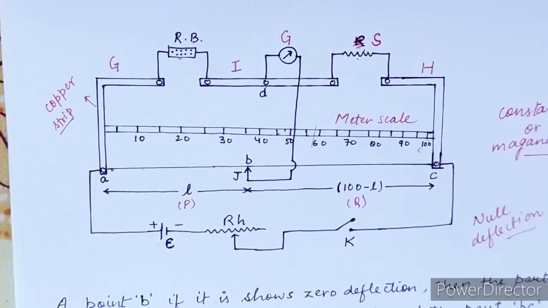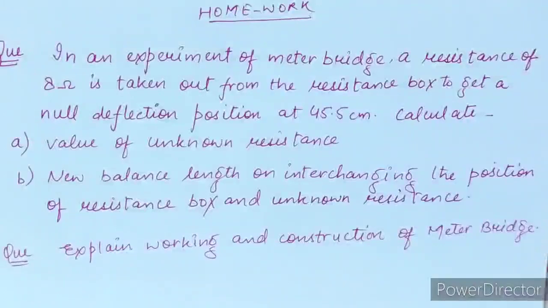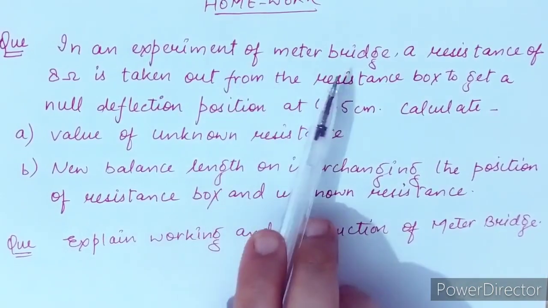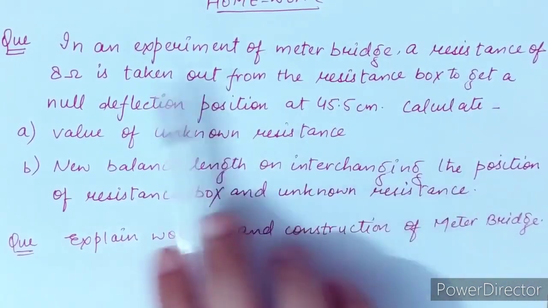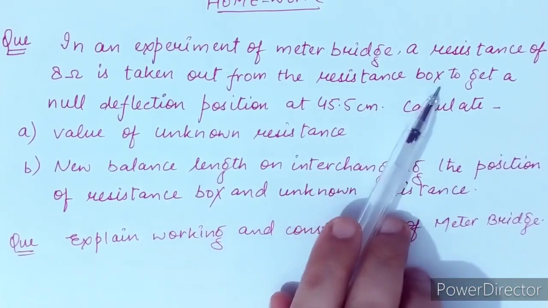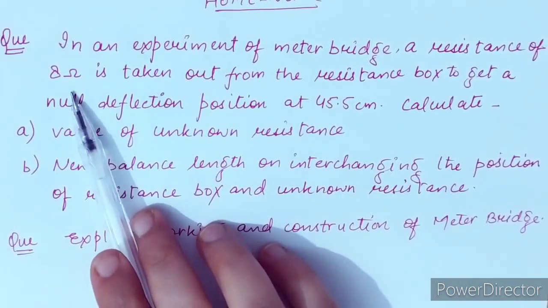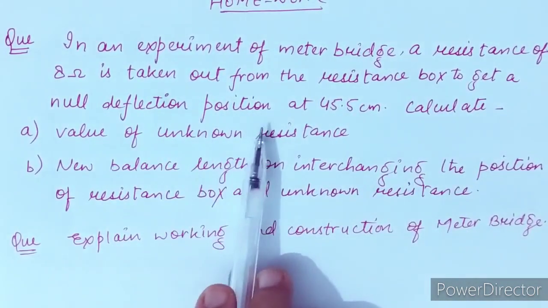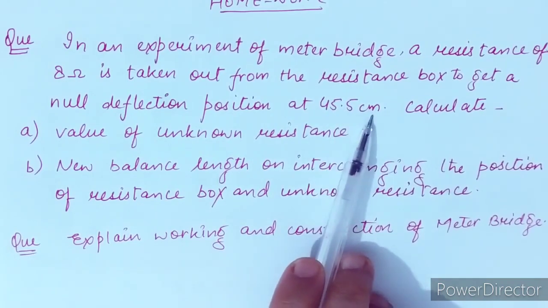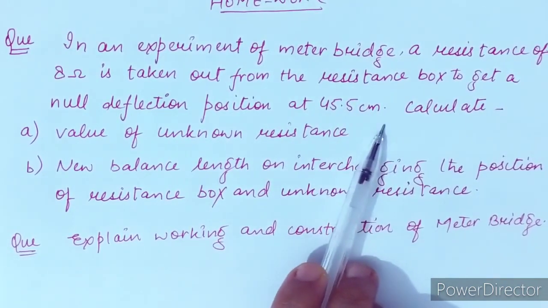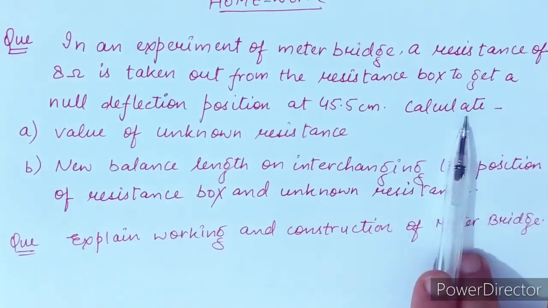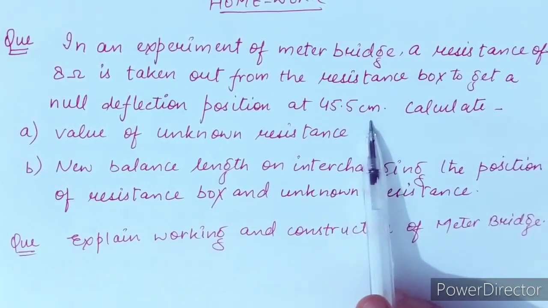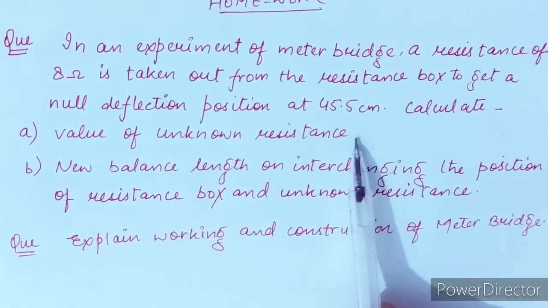Now moving further, let's talk about today's homework. The first question: in an experiment of meter bridge, a resistance of 8 ohm is taken out from the resistance box. This is the value of your R. A null deflection position is obtained at 45.5 centimeter. This is your L. You have to calculate the value of the unknown resistance. You have the values of R, P, Q, so you can easily calculate 100 minus L and then the value of S.